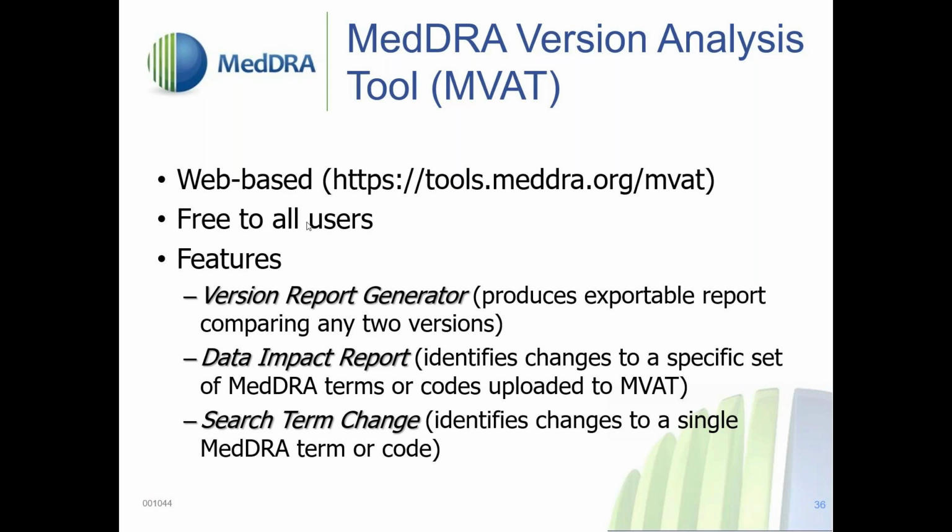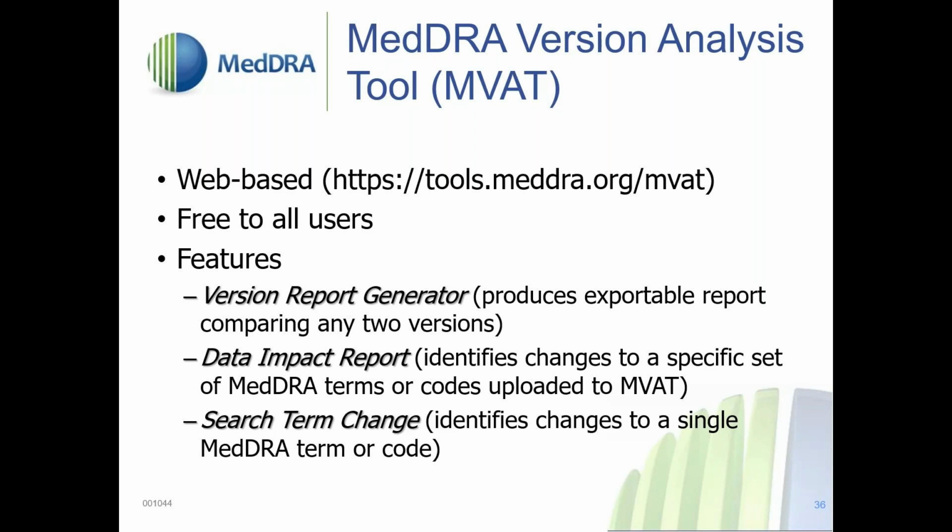Then the second feature is the identification of changes in a specific data set. It's very easy to use. You can upload your MedDRA coded data. You can upload up to 100,000 rows, and the tool will then show you the changes to those LLTs or PTs which are in your data. So it's not showing you everything. It also shows you the changes in the versions, but also how this affects your data.